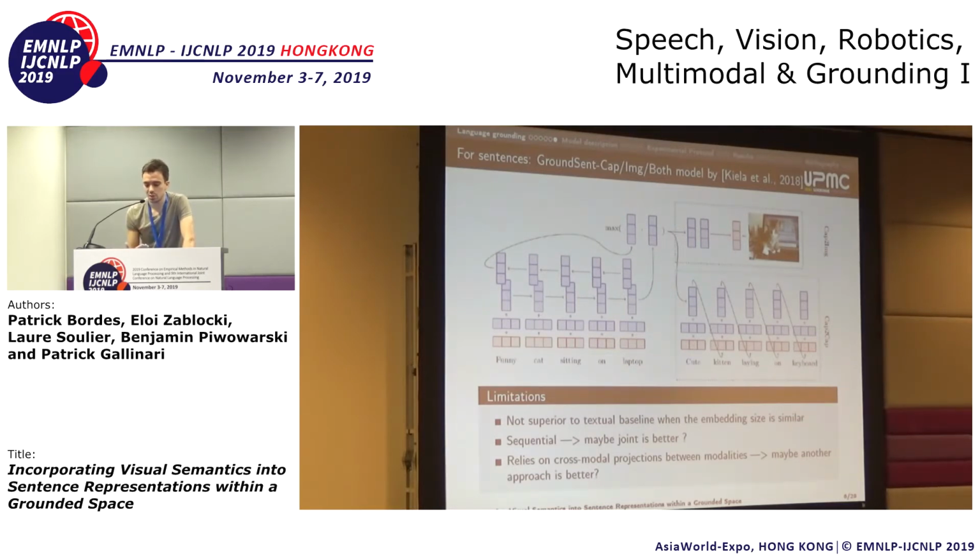Now, the limitation of this work is that first, at the same embedding size, the performance of the multimodal model is inferior to the textual baseline, which is a big limitation. It's a sequential model, so maybe a joint model will be better, and it relies on learning cross-modal projections between sentences and images. We're going to propose another approach.